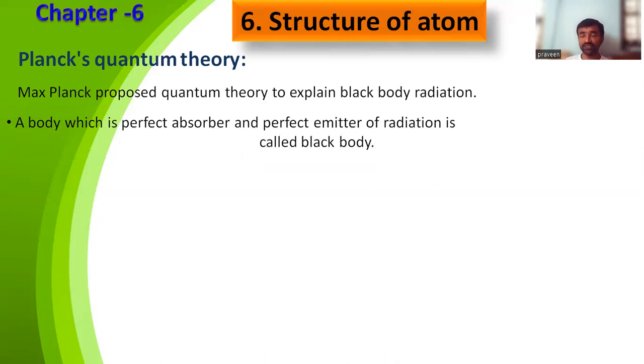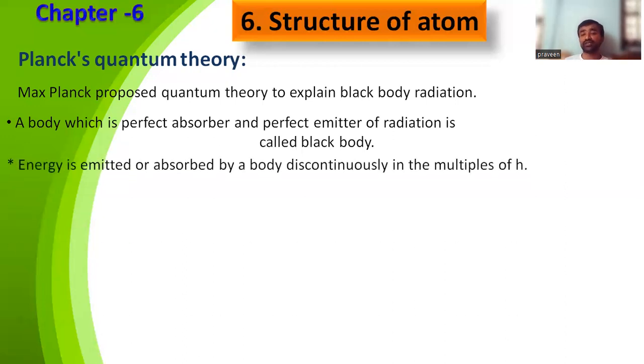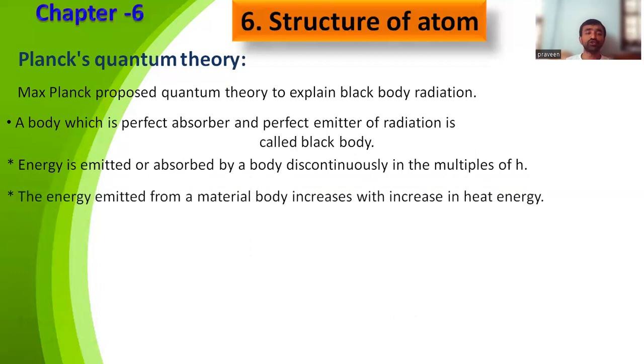In the case of the black body, he observed the radiation energy in terms of multiples of h. Why did he use a constant? Because he always observed the ratio of energy and frequency to be constant. From that, he introduced a constant called Planck's constant.